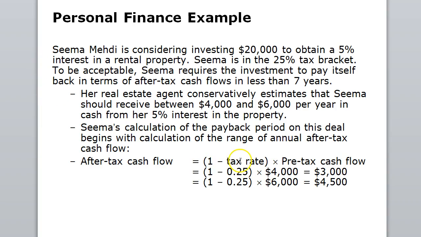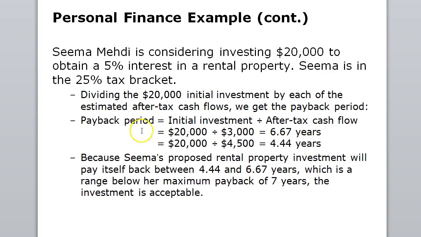So we're going to take 1 minus the tax rate times the pre-tax cash flow. So the 4 and 6 become 3 and 450. Okay. So if you take the $20,000 investment that they have to make, backing out the taxes from the cash flows, we find that in the conservative view, it will take 6.67 years, and in the optimistic view, it will take 4.44 years for the payback. So because both of these are below 7, she should invest in this property.